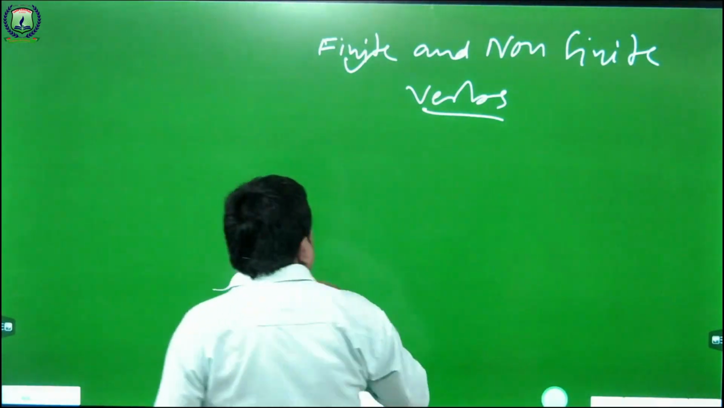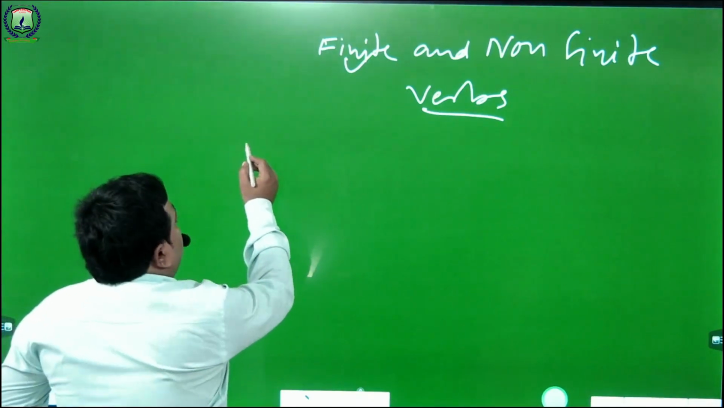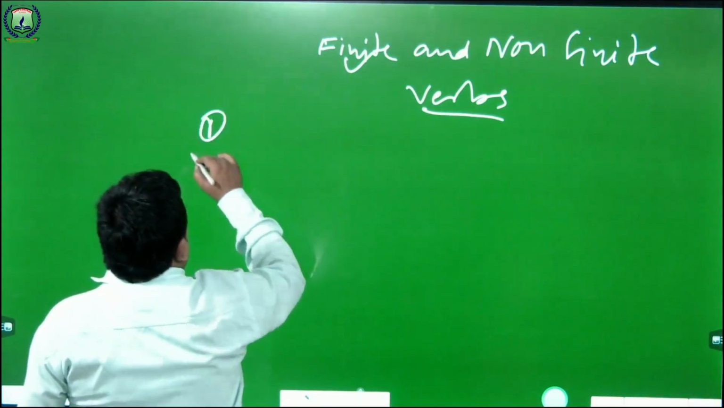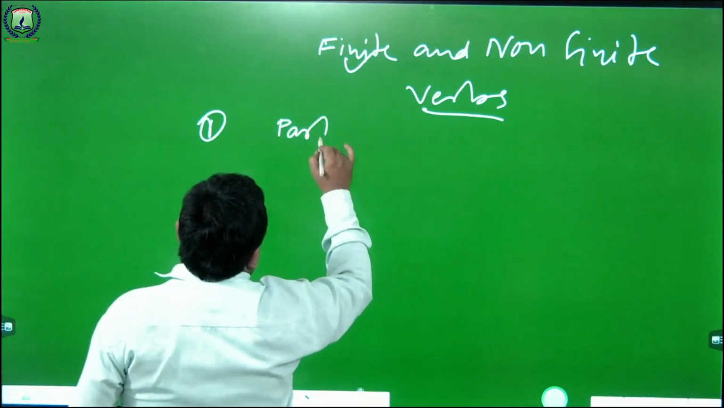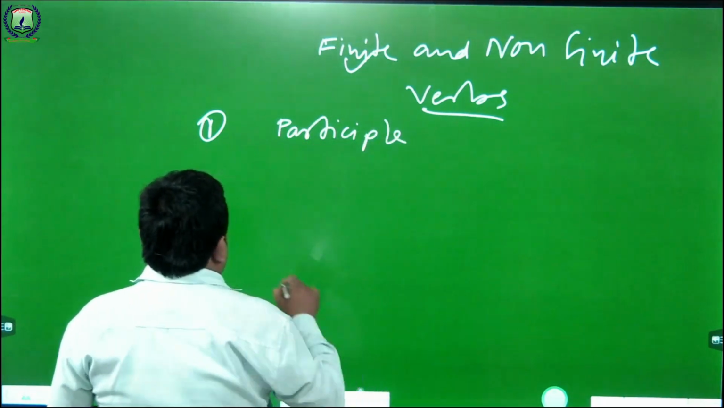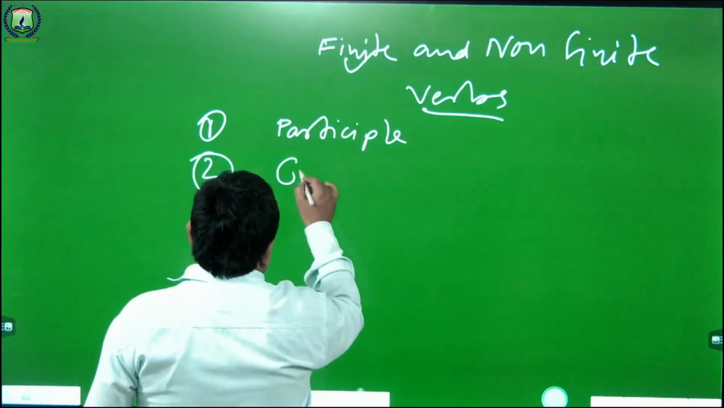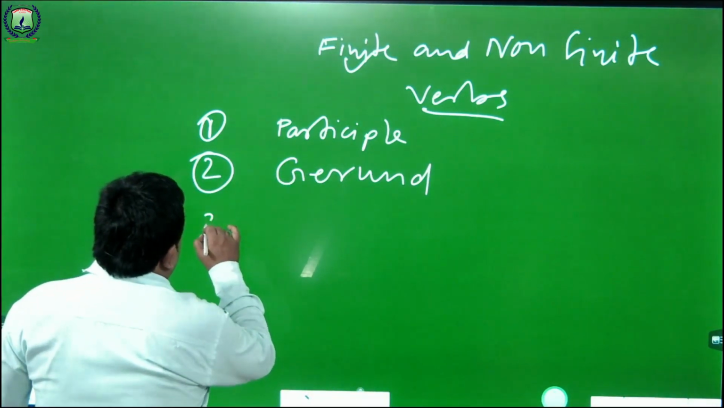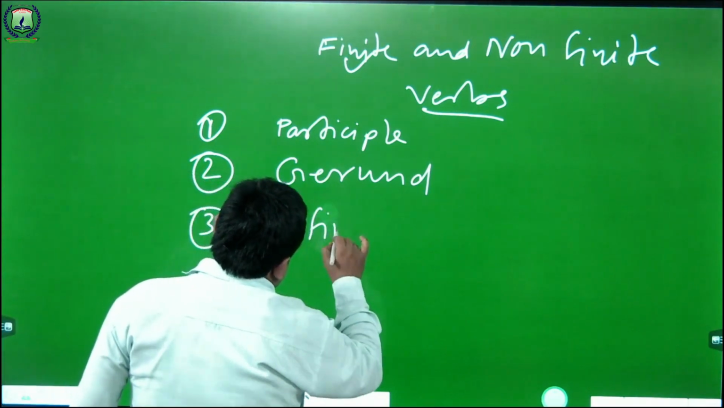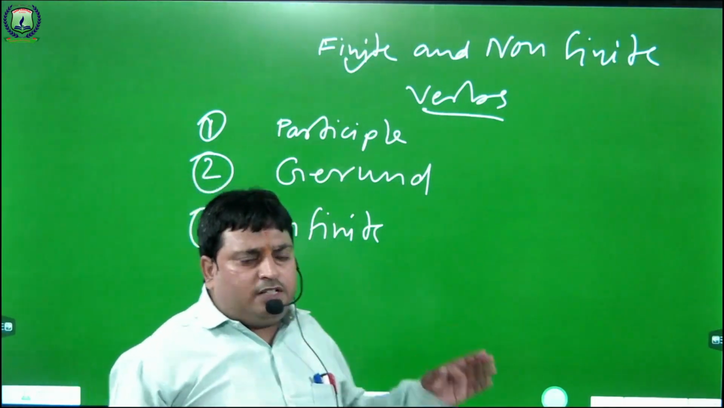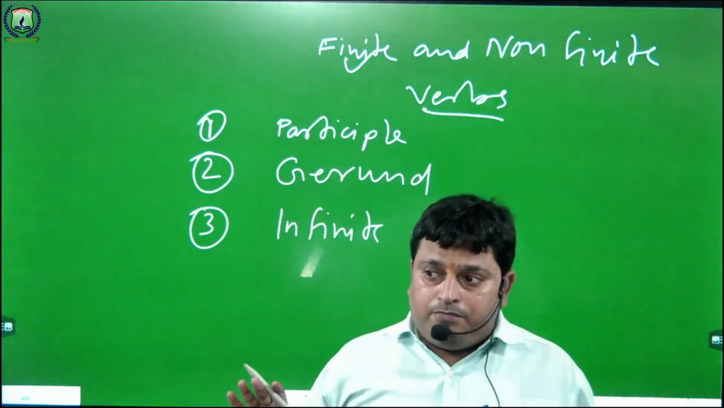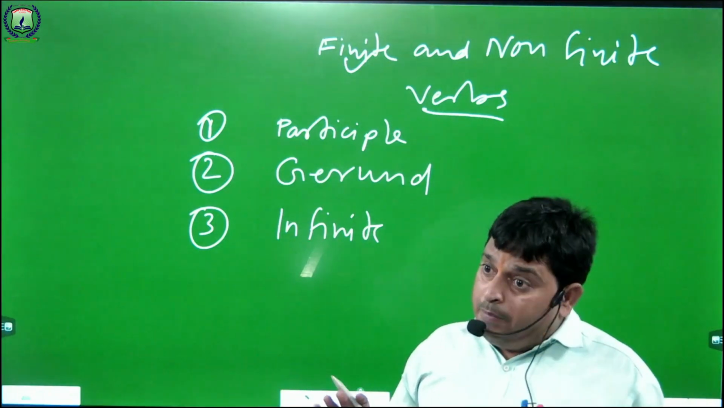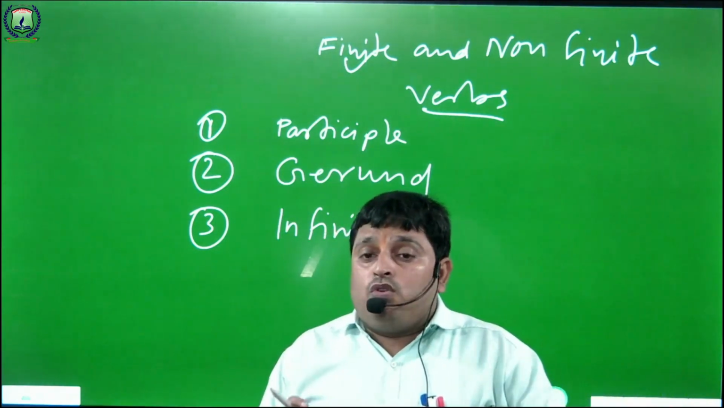Yes, now look here. Non-finite verbs are of different kinds. First, participle. Second, gerund. And third, infinitive. Dear students, these verbs are known as non-finite verbs, and they are used in the sentence to make different kinds of sense. But these verbs don't give you the main sense.